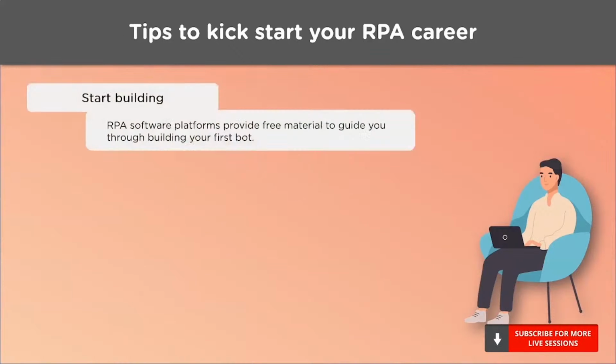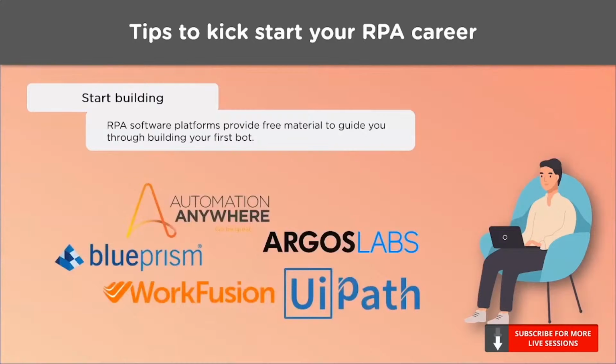Now tip number 2 is to start building. There are plenty of free materials and guides to help you begin your RPA journey. So some of the famous or well-known RPA tools are Blue Prism, WorkFusion, UiPath, Automation Anywhere, etc. So just start working on them.